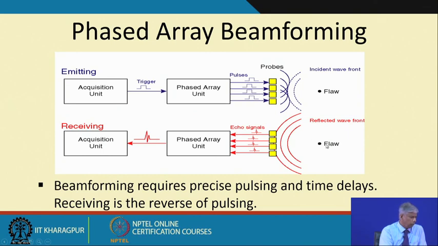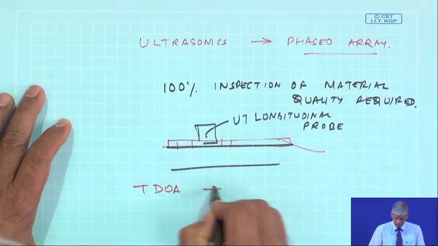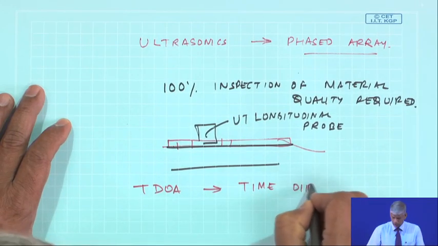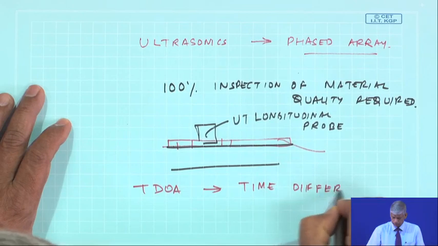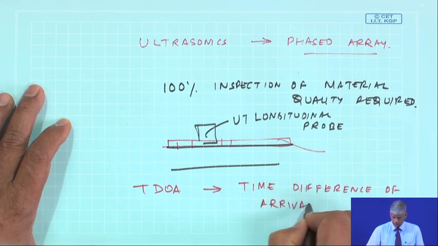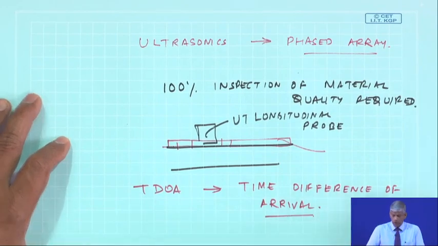Okay. So, this kind of arrangements can be done, and then of course, the reflected signals or the echo signals are dependent on the flaw, and there will be a time delay. So, by processing this time delay, okay, we can pinpoint the fault. So, this is known as the TDOA technique, time difference of arrival. Okay. And then by this we can find out the fault.